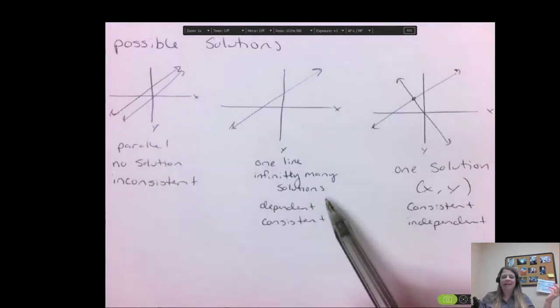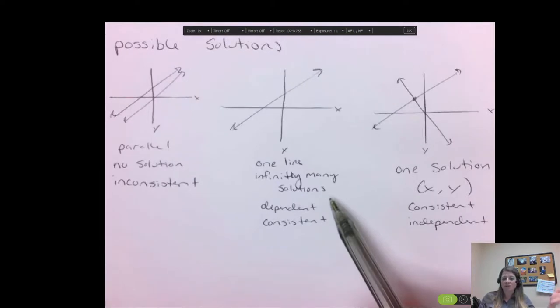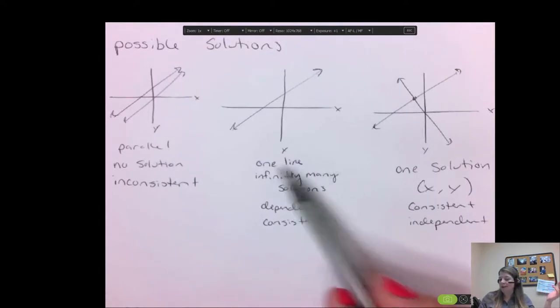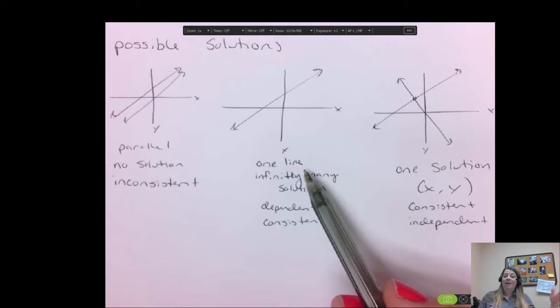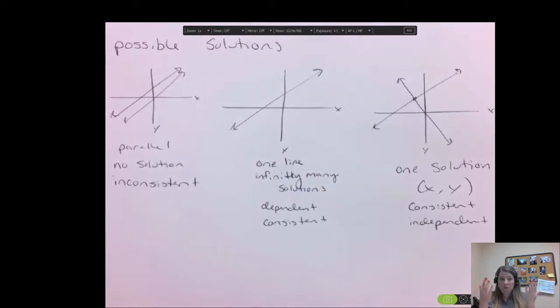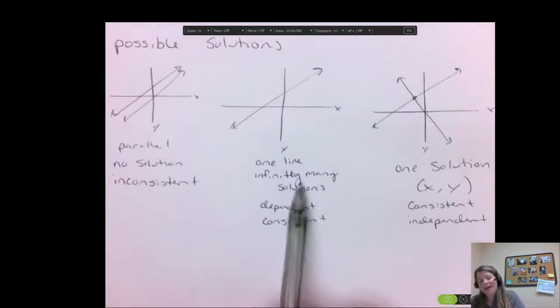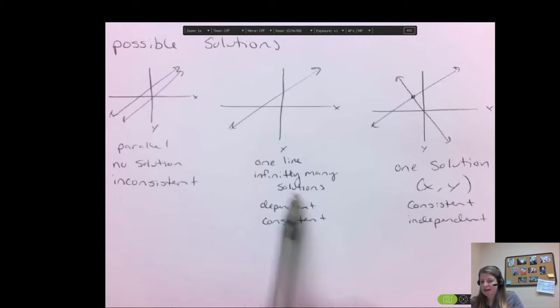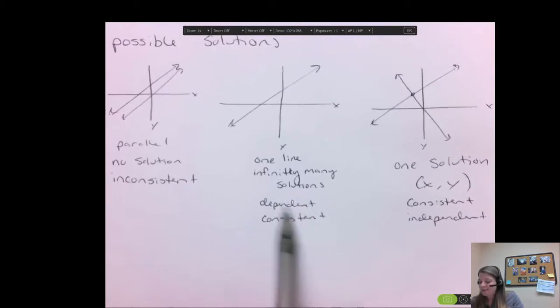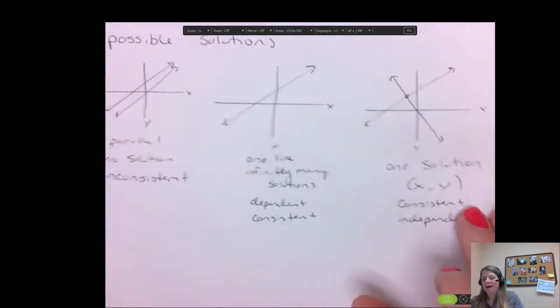Then there's the case where you end up with all solutions in common, or they end up being one line when you graph it. So you start with 2 equations, but you end up graphing them and they're on top of each other. They're the same thing. So if that happens, then you have infinitely many solutions, and I can't spell infinite. And they're dependent and a consistent solution. So they still have answers. They just have lots of them, all of them in common.